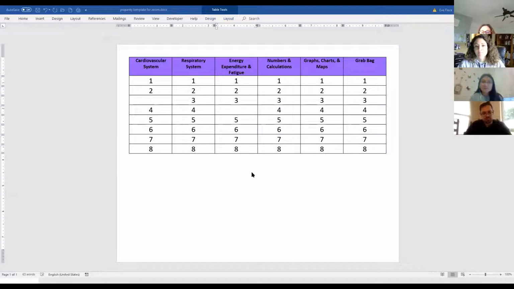And Jasmine, you can pick. Numbers and calculations for 5. Okay, so this one is counting up oxygen molecules and carbon dioxide molecules, which you don't need to do. And that's also number 6. So, okay, please pick a different one. Graphs and charts for 4.